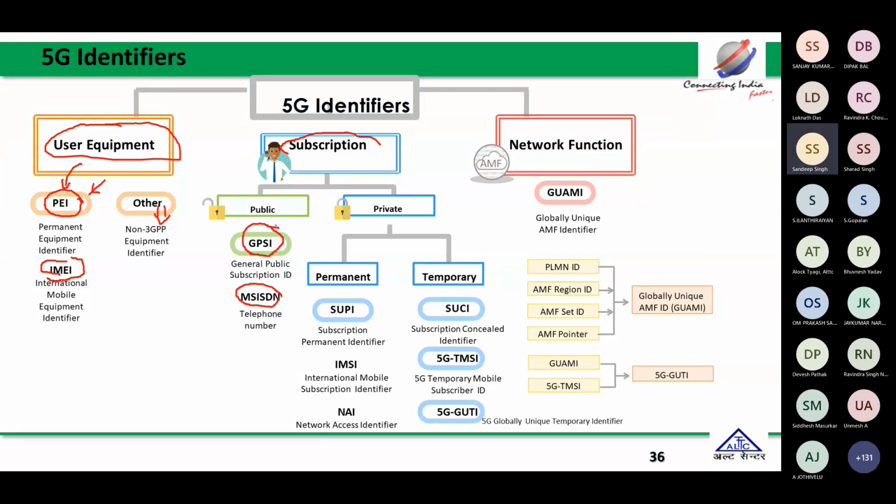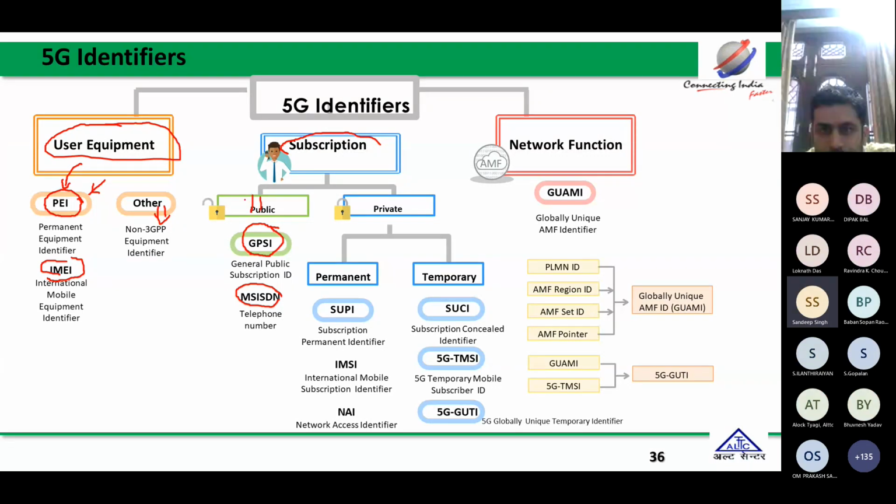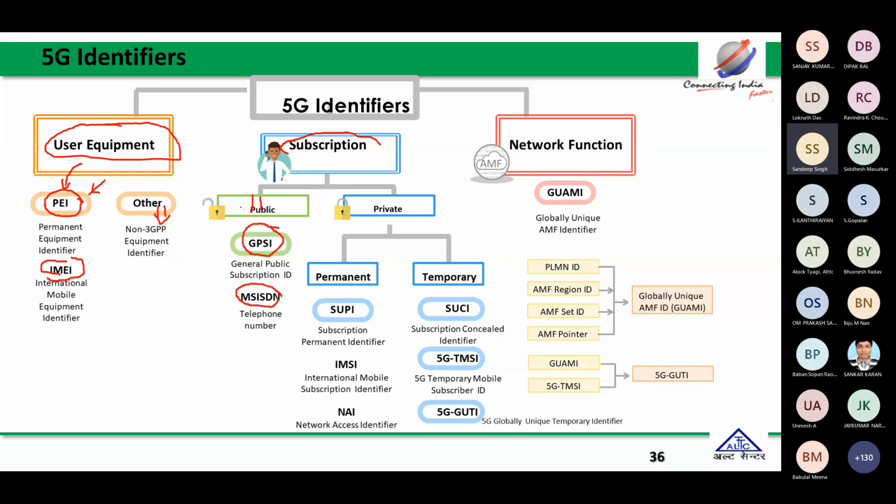This GPSI or MSISDN is used for the public, not for the network. The network never communicates with this MSISDN. The network always communicated with the IMSI in 3G or 4G, but in 5G it communicates with the SUCI or another temporary ID, that is the 5G-TMSI or 5G-GUTI. The public ID is only for the sake of communication between the users.